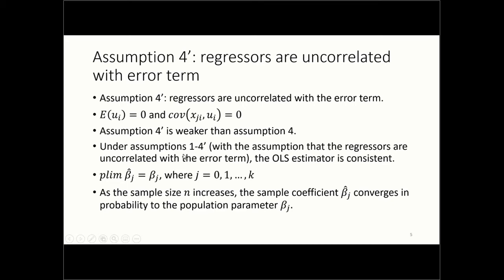So under assumptions 1 through 4 prime, we have that the OLS estimator is consistent. In other words, probability in the limit of beta hat j, this is the estimator or the coefficient, would be equal to beta j for all of the j's from 0 to k. So in other words, as the sample size n increases, the sample coefficient beta hat j would be converging in probability to the population parameter.